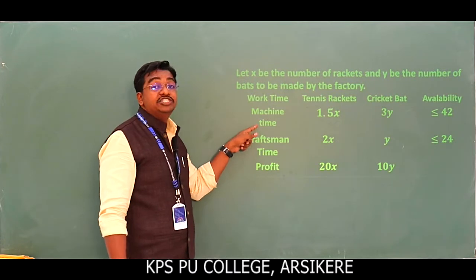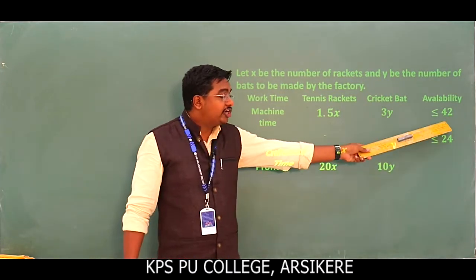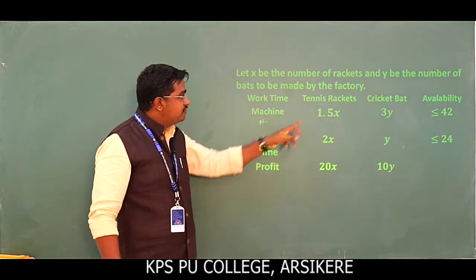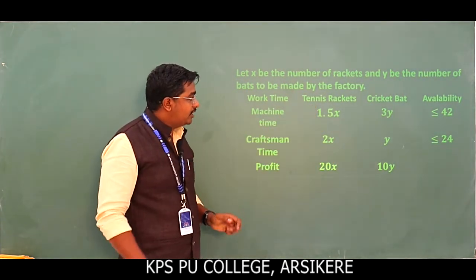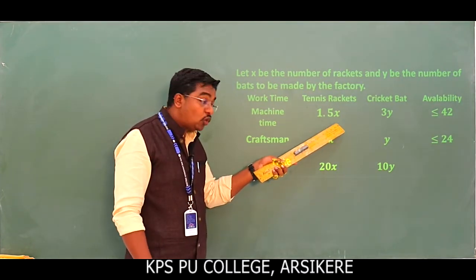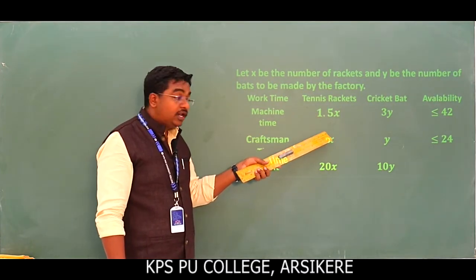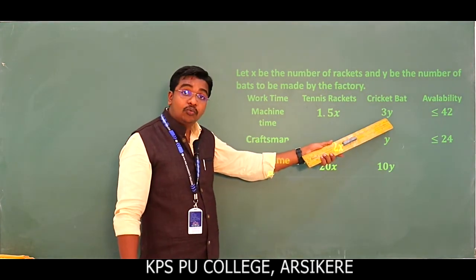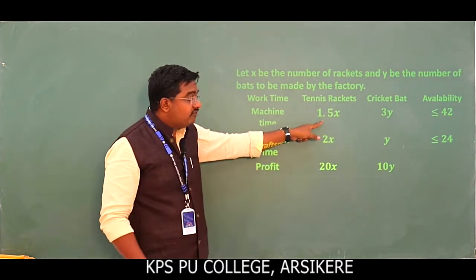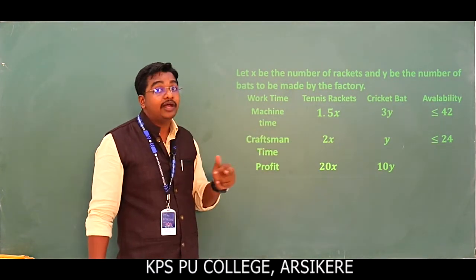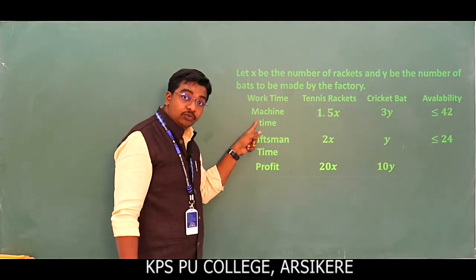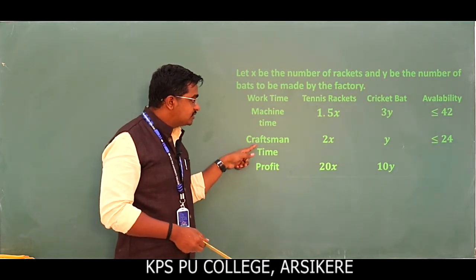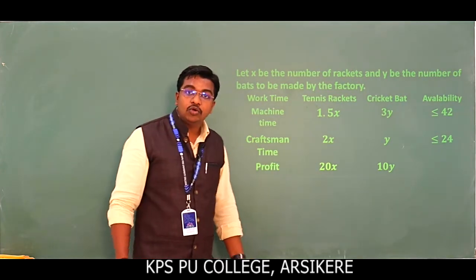The total machine time cannot exceed 42 hours, which means it is always less than or equal to 42. The machine time for tennis rackets is 1.5 into x, the total time required to prepare x number of tennis rackets on the machine. Similarly 3 into y. So 1.5x plus 3y is the total time required for machine work, less than or equal to 42. Similarly for craftsman's time, 2x plus y less than or equal to 24.